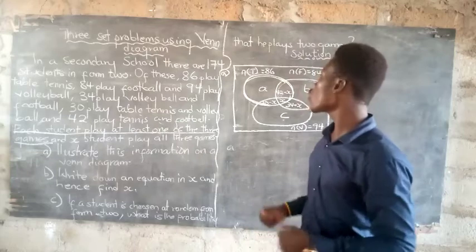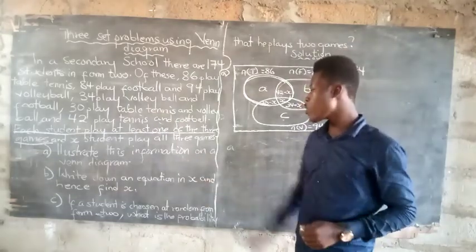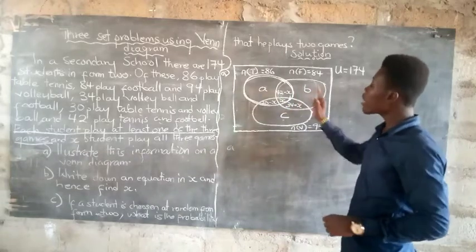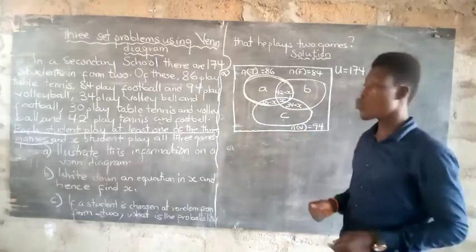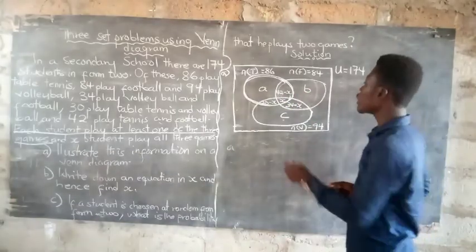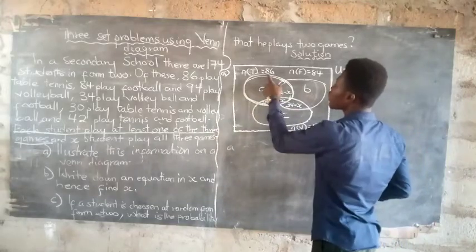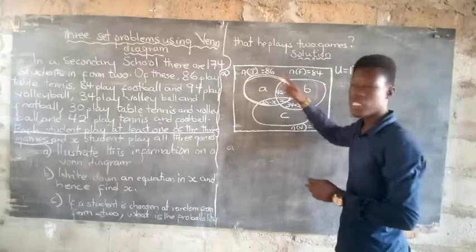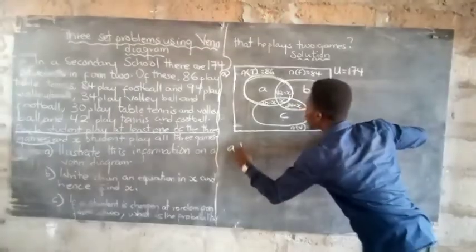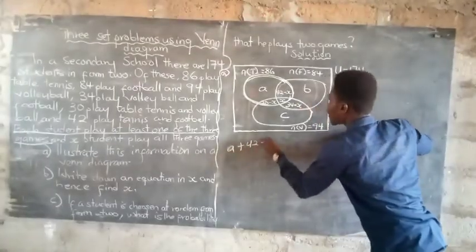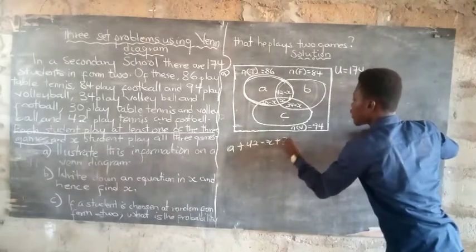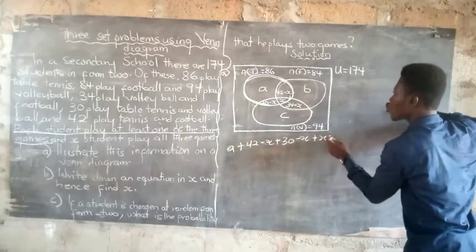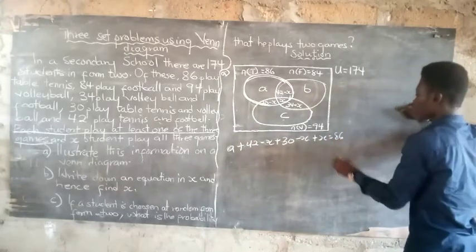Before you will be able to write an equation in x, what you need to do is that, from our Venn diagram, a, b and c are variables we do not know, so we have to go and find them. In finding a, we know that the whole of this circle is equal to this 86. So we add everything here and equate it to 86. So that is a plus 42 minus x plus 30 minus x plus x. You know the whole thing is equal to 86.